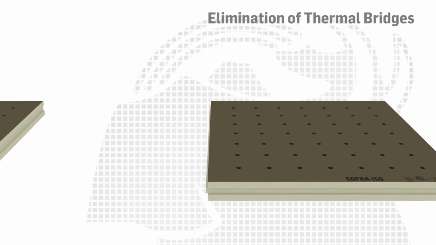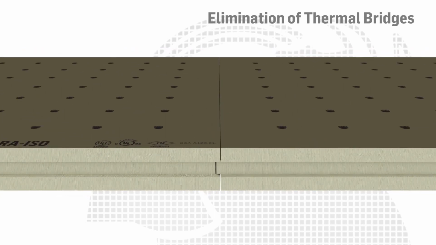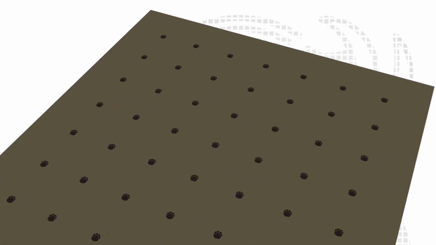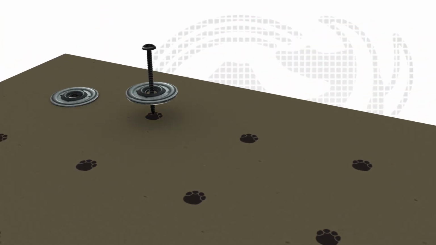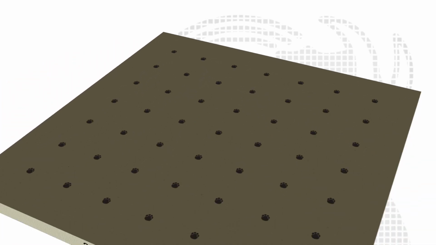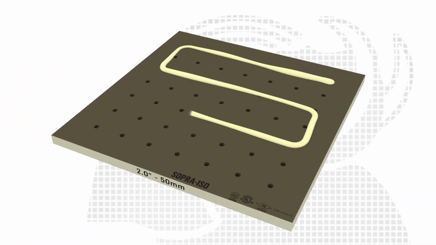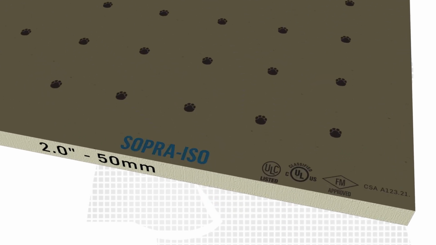SOPRA-ISO boards are offered with a tongue and groove system, which eliminates thermal bridging with a single layer of insulation boards. The visual marks are standard to facilitate the installation of mechanical fasteners and adhesives and ensure proper anchorage. The product name, its related standards and thickness can easily be identified by all professionals.